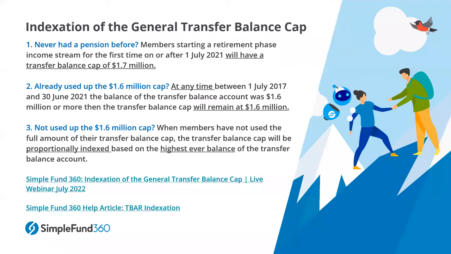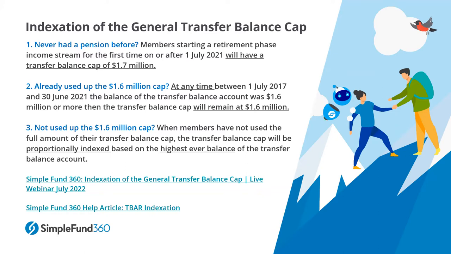Okay, so there are three different scenarios, and the system accounts for all of these. If you have a member that has never had a pension before and is starting it for the first time on or after 1 July 2021, the member will be able to utilize the full cap of 1.7 million. But if a member has had an existing pension and used up or exceeded the 1.6 million at any time, and emphasis here is on at any time, before 30th of June 2021, the cap will remain at 1.6 million. But if the member hasn't used up the full amount of their transfer balance cap, that cap will be proportionally indexed based on the highest ever balance of their transfer balance account.